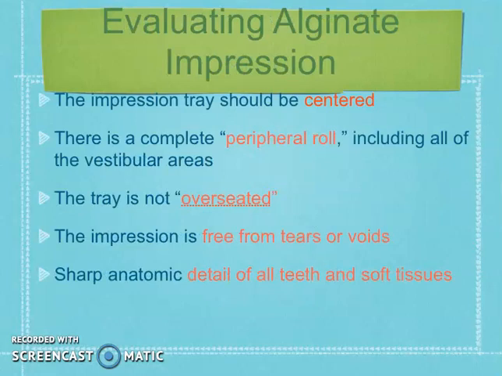So when we take the impression and we look at it, we need to evaluate it before we take it to our doctors to let them look at it. So let's look at some things that we need to think about. The impression tray should be centered. That means either the handle should be center of 8 and 9 or either 24 and 25, depending on which one you're taking. There is a complete peripheral roll. Now that's the roll around the edges of the impression. So it should not be overseeded, which means it will make holes in the occlusal surface of the teeth. However, you do have to be sure to seed it enough that you're getting the teeth. So the impression should be free of tears or voids, so voids meaning holes, and it should have detail of the teeth and the soft tissues.